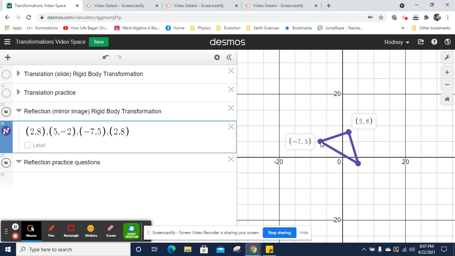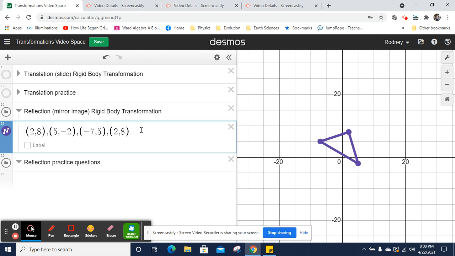Same thing will happen with this point. The y value will stay 5, but the x value is going to change its sign. And down here, this y value of -2 is going to keep its sign, but this x value, the x coordinate, is going to change its sign. It's currently 5 to the right of the y-axis, and it's going to be 5 to the left of the y-axis when we reflect it over. And of course, I'm going to show you this for this one.